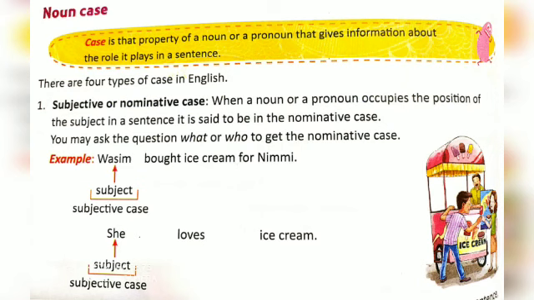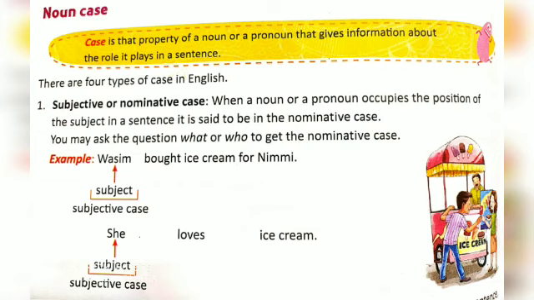When a noun or a pronoun occupies the position of a subject in a sentence, it is said to be the nominative case. Here the questions asked are what or who. For example, Wasim bought ice cream for Nimi. Here Wasim is the subject. That's why it's the subjective case. So we understand that the subjective case denotes the subject only.